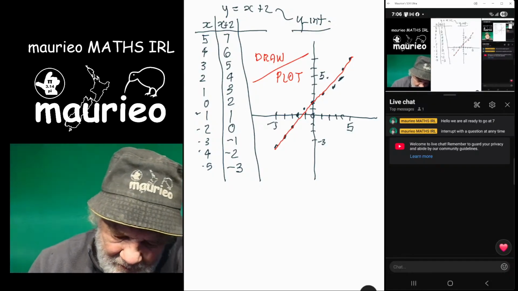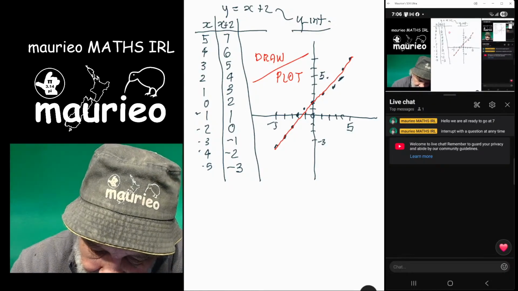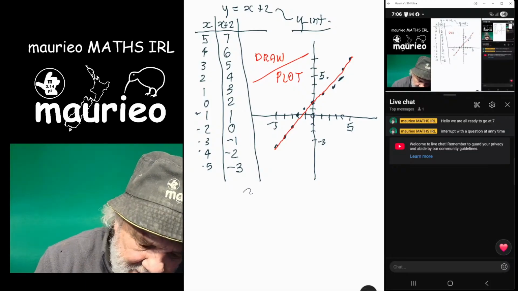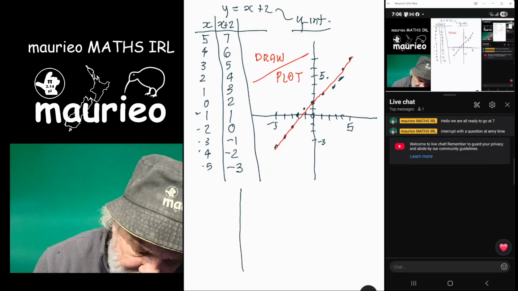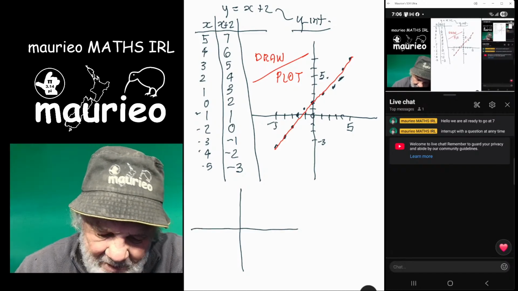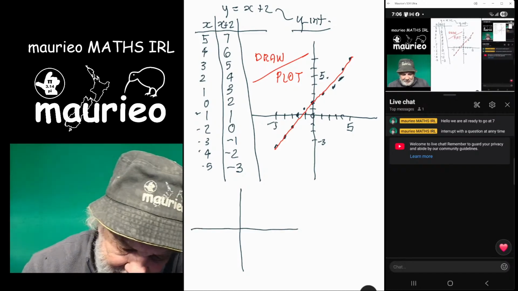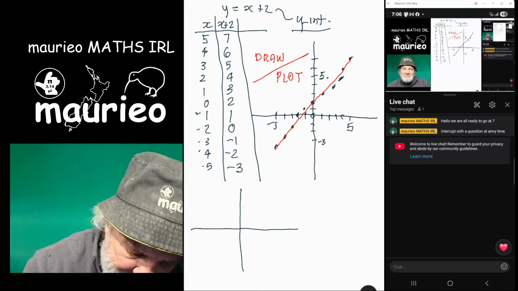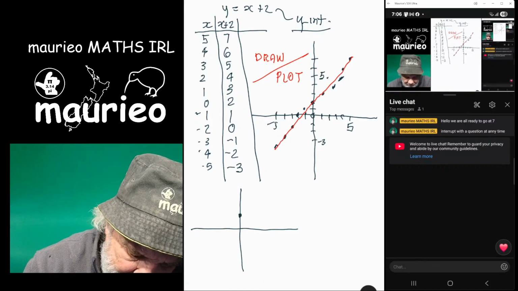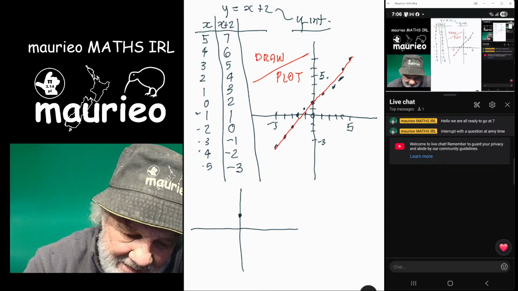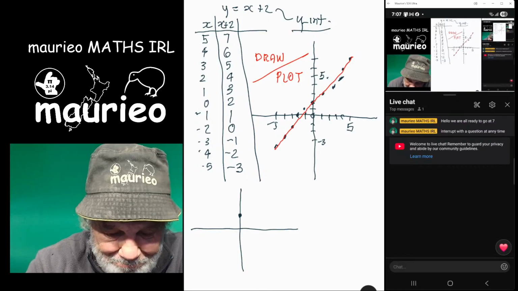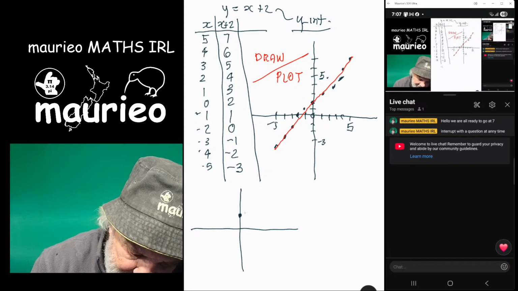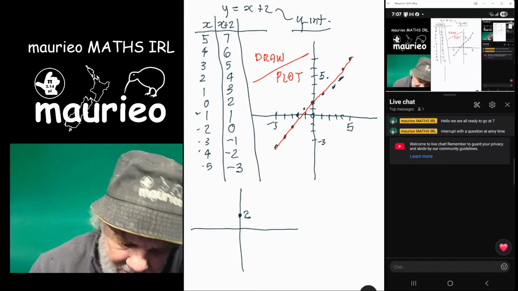Now, if I was to say, let's say I would say to do a sketch. When we do a sketch, we draw our Cartesian axes and we show the key points. One of the key points is the y-intercept, and we would know that that is 2. So we know that point there.